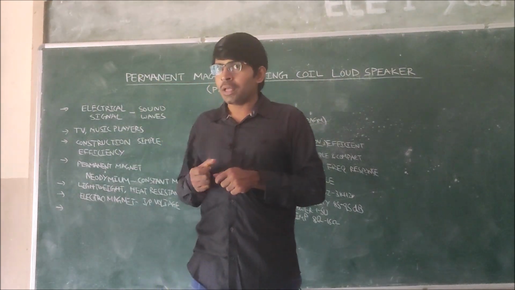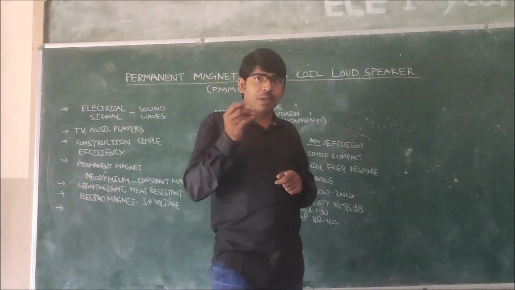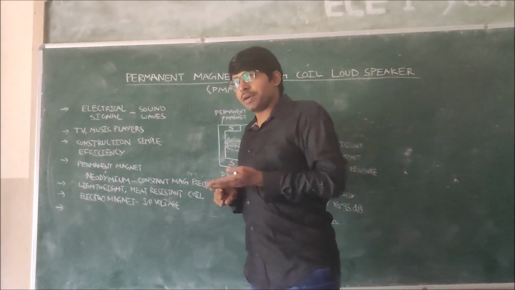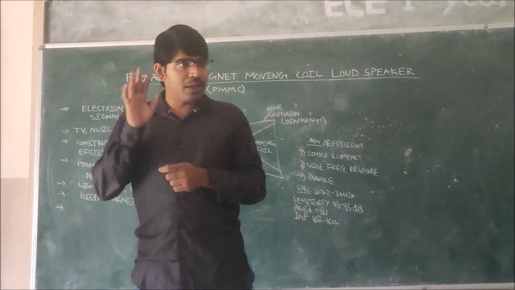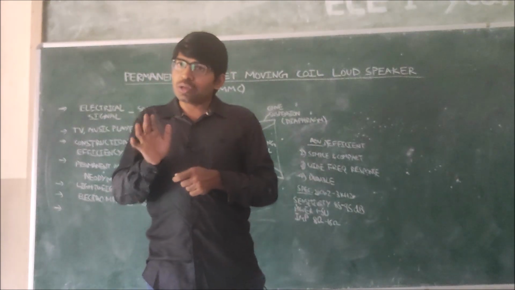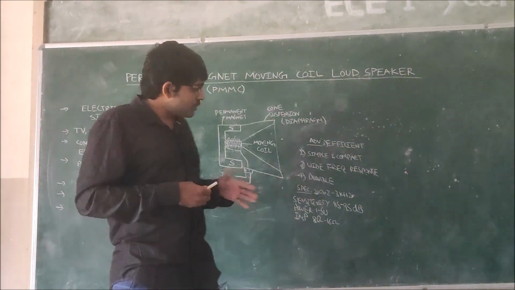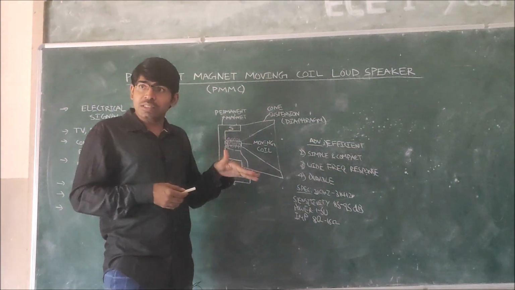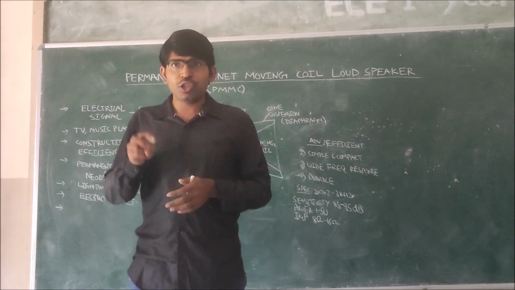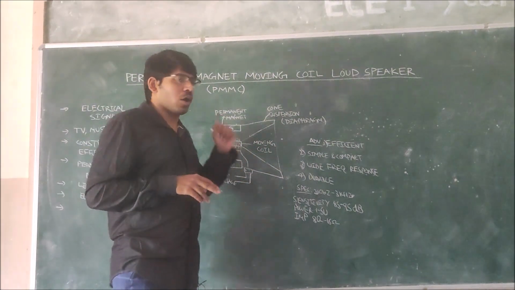In the PMMC, what is the magnetic material we are taking? Permanent magnet, neodymium. The wire we are taking, should it be lightweight or heavyweight? Lightweight. And should it be heat resistant, or is there no need of heat resistance? Heat resistant, because we are giving the electrical voltage. If it melts, then it will not convert the electrical signal to sound waves. These two properties are important for the moving coil.